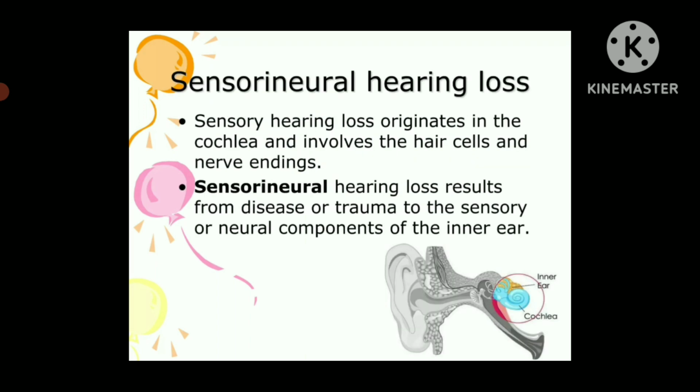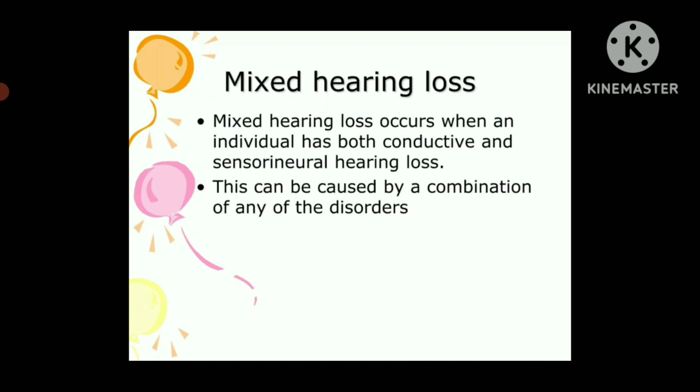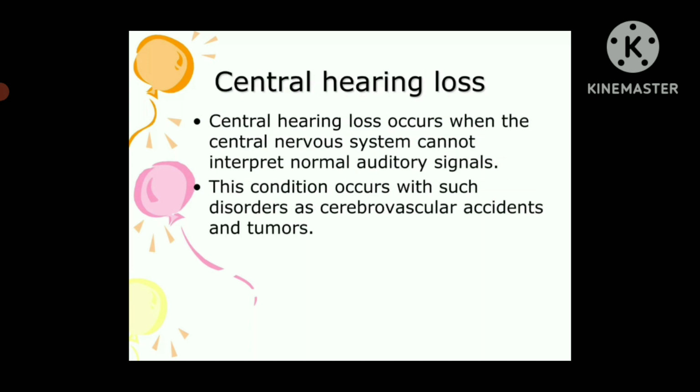Next is sensorineural hearing loss. It originates in the cochlea and involves the hair cells and nerve endings, because it includes the neural impulse part and the sensory part. So hearing loss results from disease or trauma to the sensory or neural components of the inner ear. And mixed hearing loss occurs when an individual has both conductive and sensorineural hearing loss. This can be caused by a combination of any of the disorders.